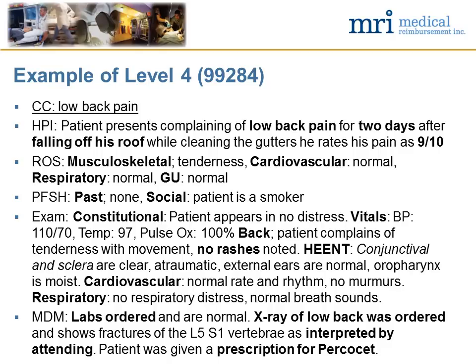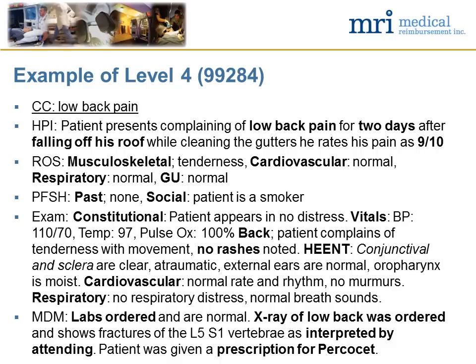So we have in our HPI location, which is the back pain. We have duration of 2 days. We have falling off the roof for modifying factors. And we have 9 out of 10 for severity. We have an extended review of systems. And we have at least 1 past family social history.